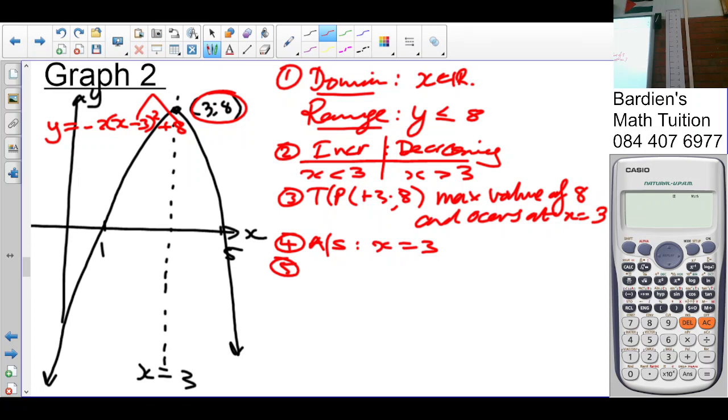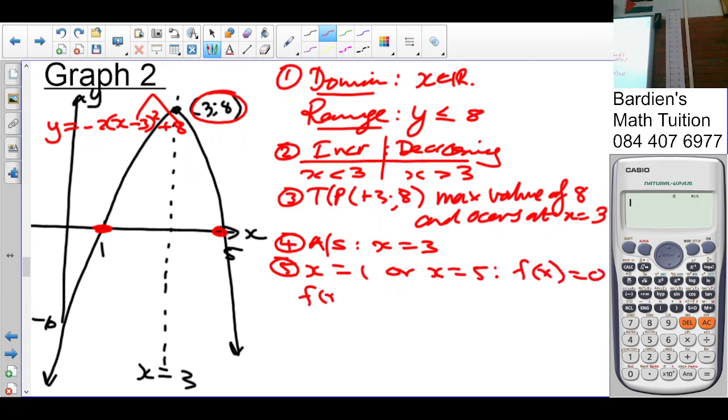F of x equal to 0 where? At 1 and 5. This is negative 10 here. What is it again? X is equal to 1 or x equal to 5. This is where f of x equals 0.